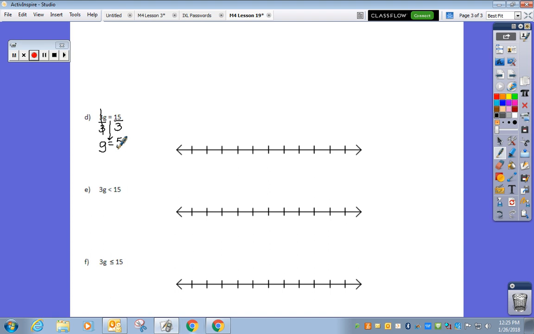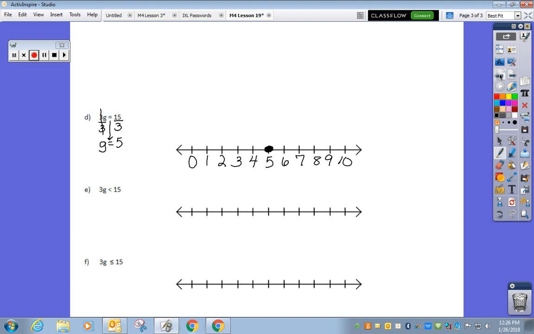So on this one, I'm actually going to do it correctly, where I'm going to put 5 in the center and number up to the right, number down to the left. Okay, and since g is equal to 5, that means it has to be exactly 5. So at 5, I would put the point.